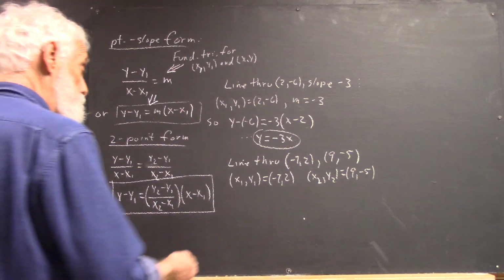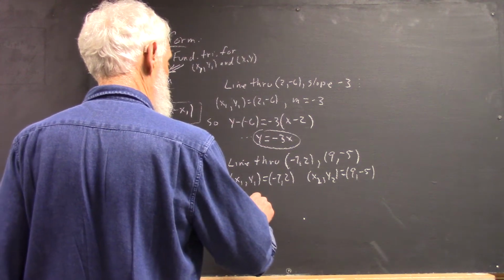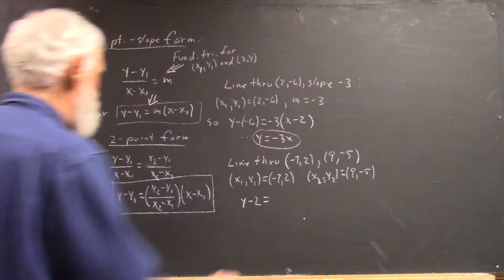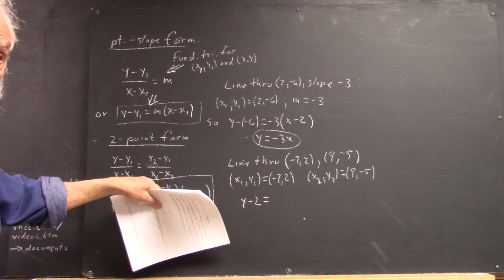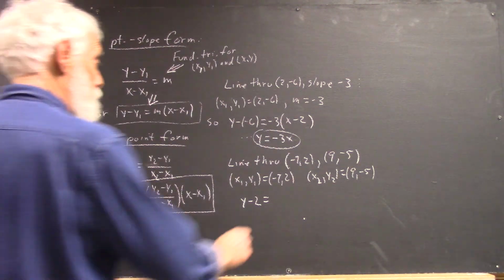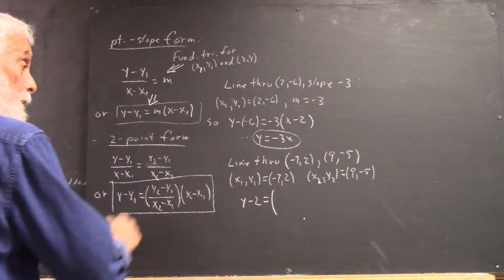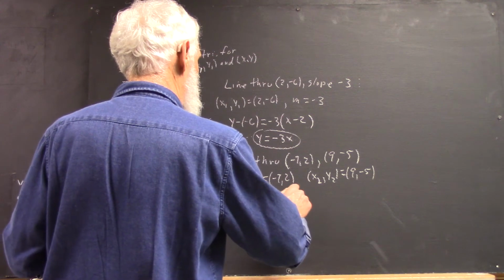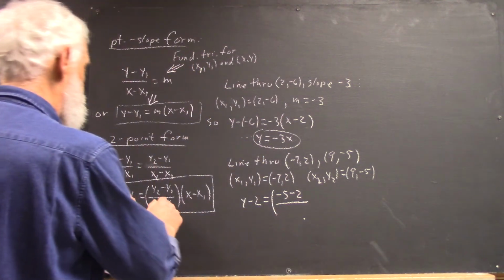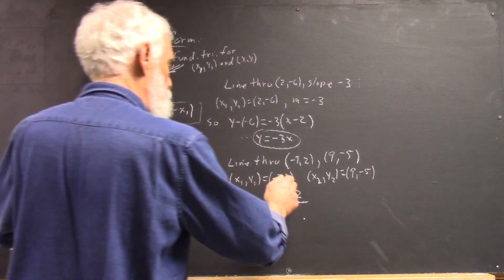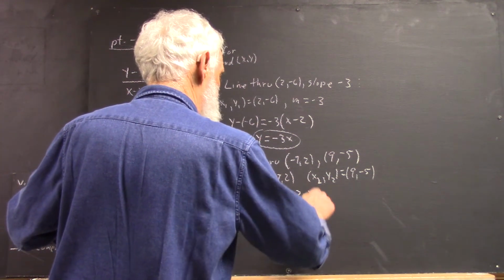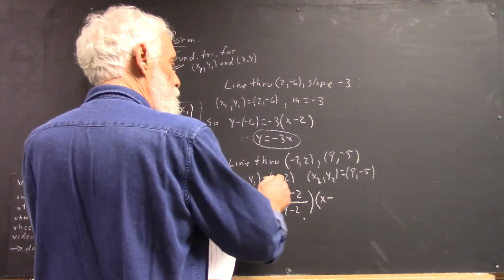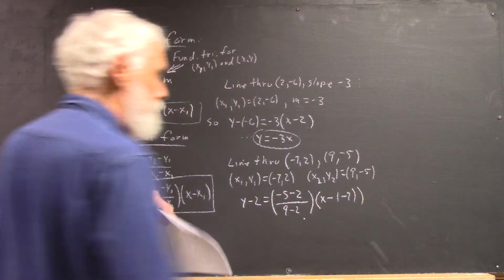So we get y minus y1, well, let's see, y1 is 2, okay? And that equals y2 minus y1 over x2 minus x1 times the x minus x1. Well, y2 is -5, y1 is 2, so it's -5 minus 2. And x2 is 9, x1 is -7, so we get 9 minus -7. And that's multiplied by x minus, now we have to have an x1, remember that is -7. Okay?